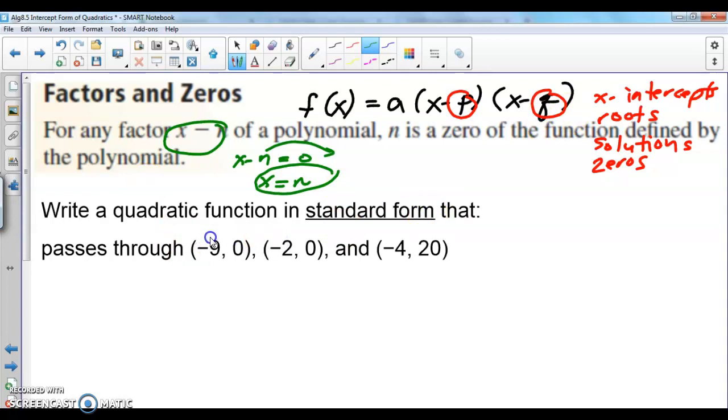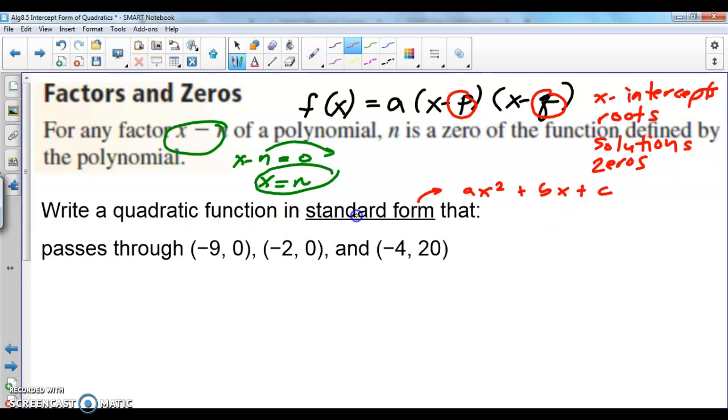So let's take a look at this example. Write a quadratic function in standard form. So standard form means we're going to write our final answer in the form ax squared plus bx plus c. It doesn't mean that you're going to start with that. It just means that your final answer has to be in this form.